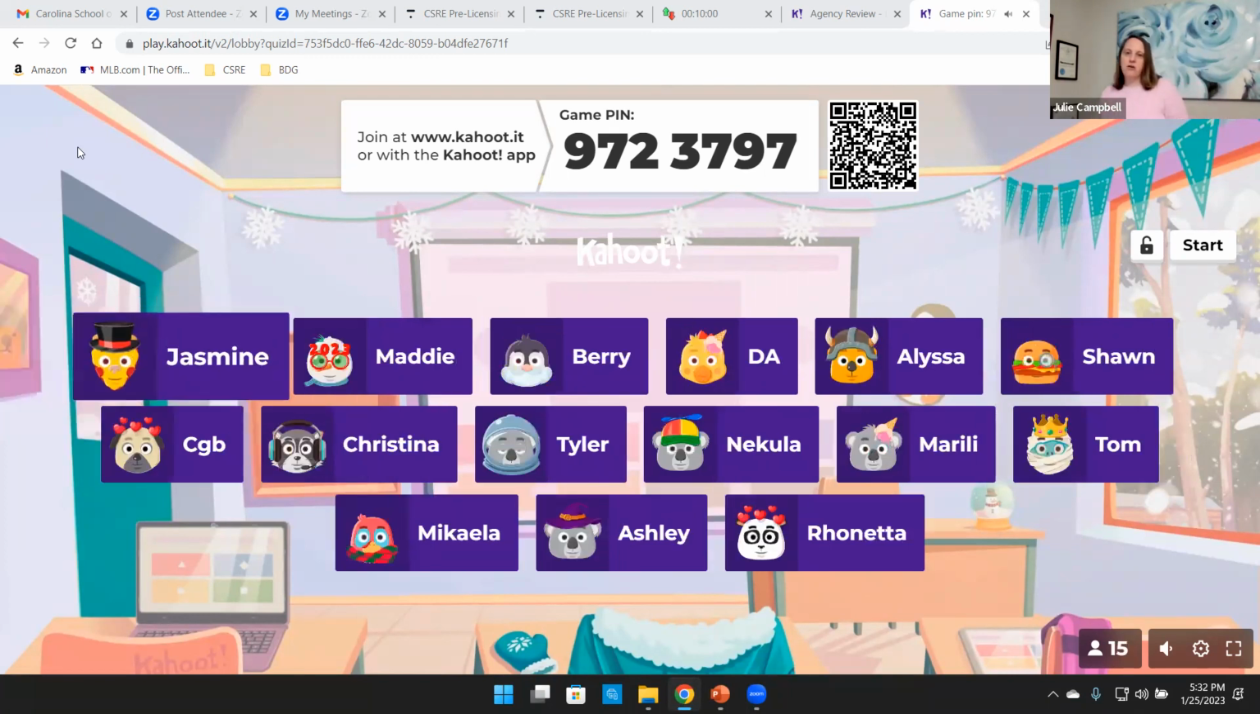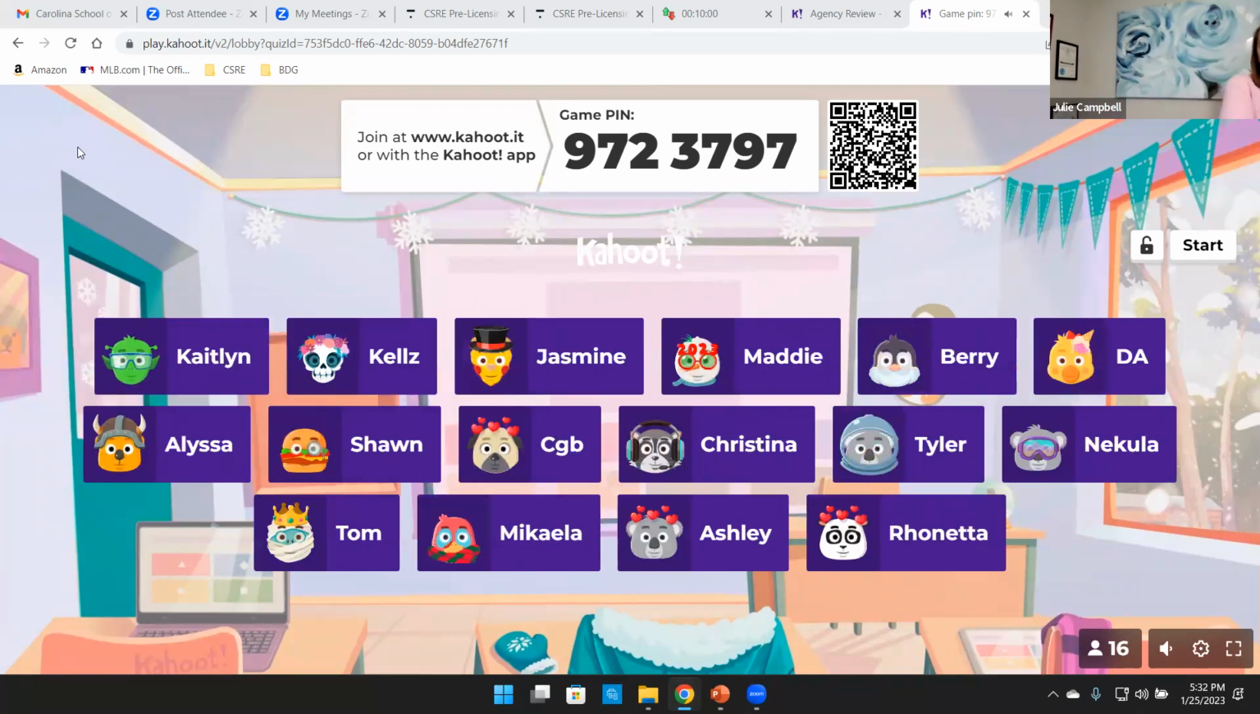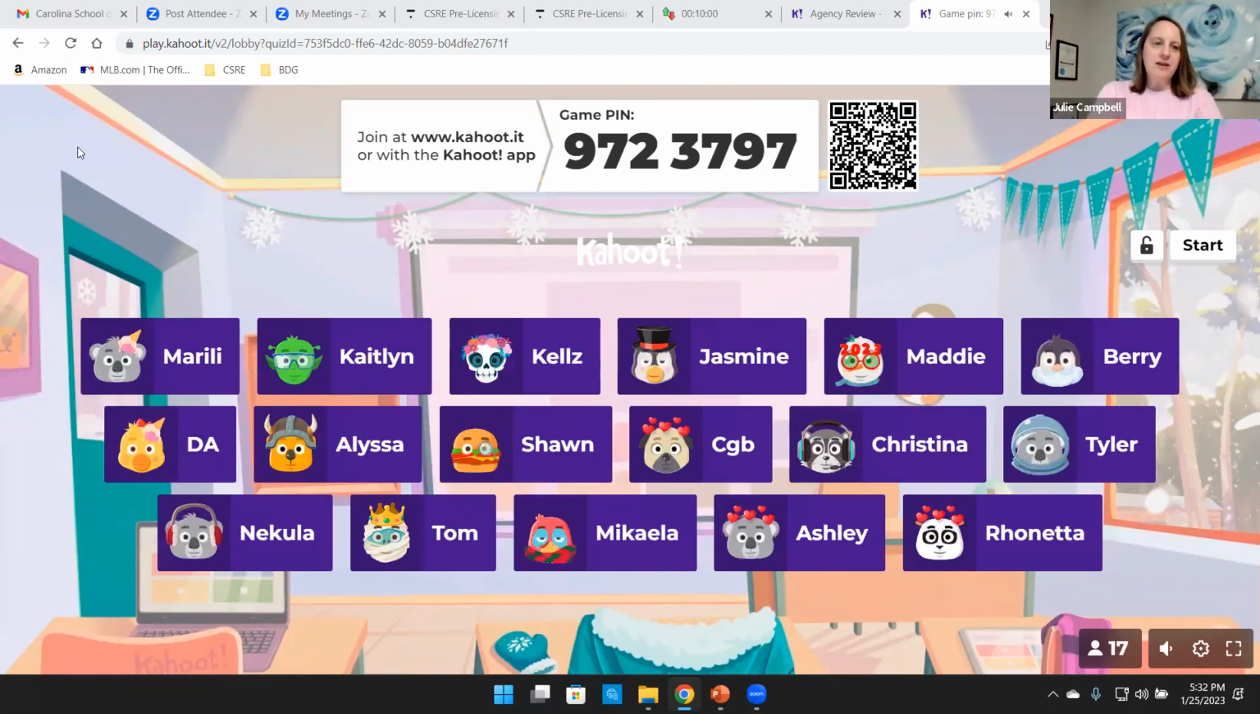You got your QR code, or you're going to the website or the app, grabbing your app. You need a game pin.